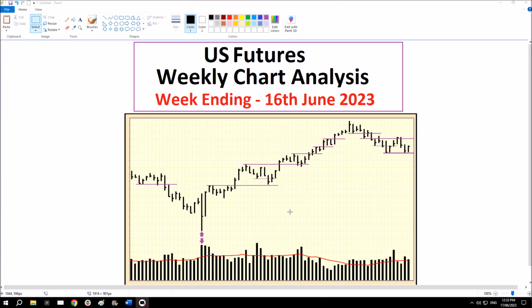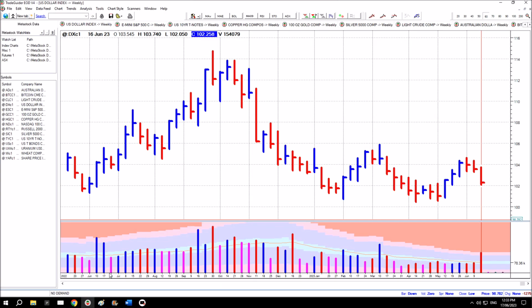This is the US Futures weekly chart analysis for the week ending 16th of June 2023. First chart, as usual, is the US dollar index futures. Put some lines in quickly just to see where it's been in the past. Make the chart come alive to some extent.